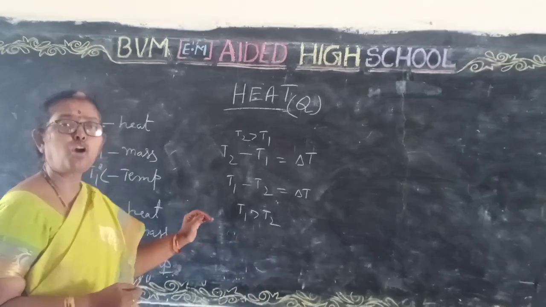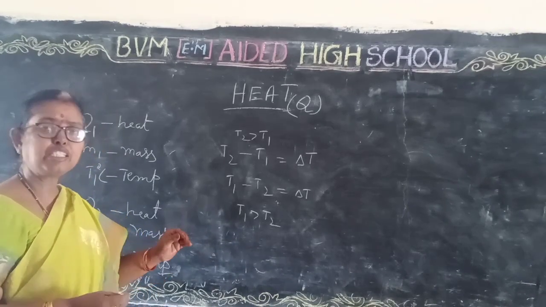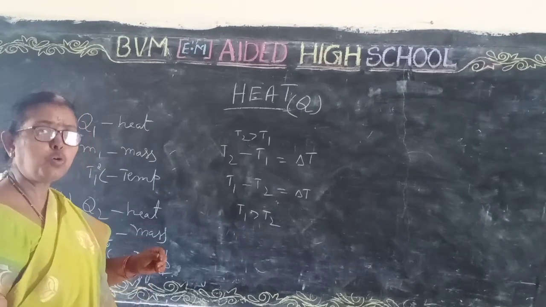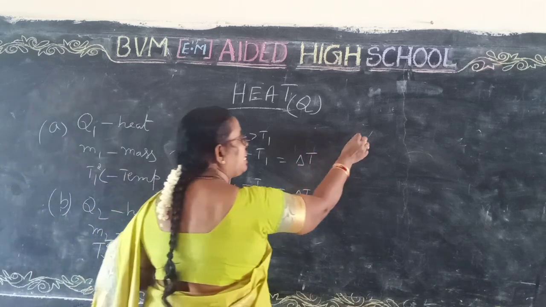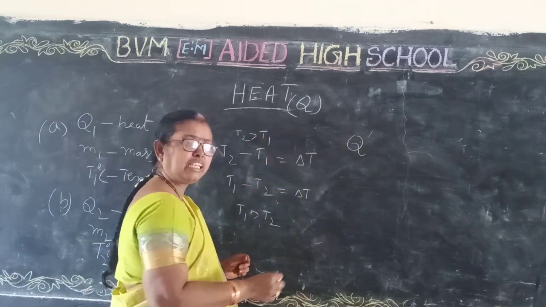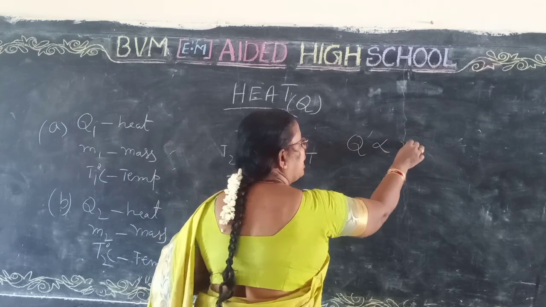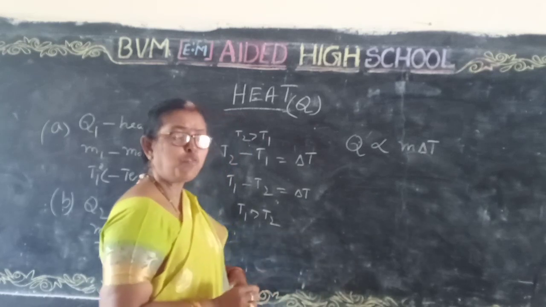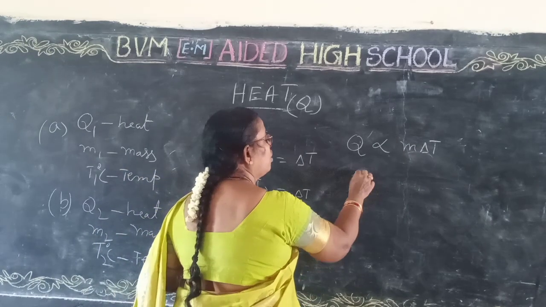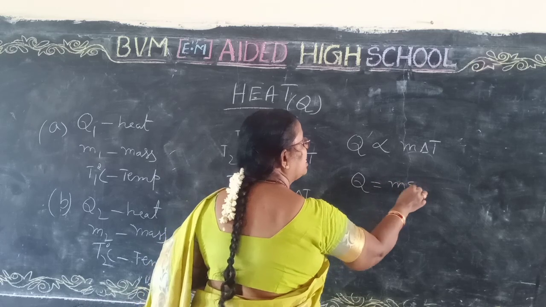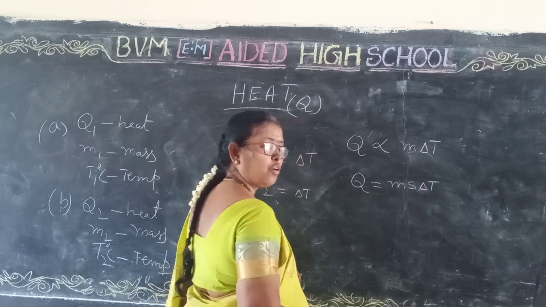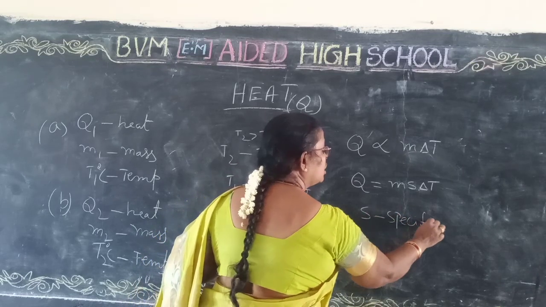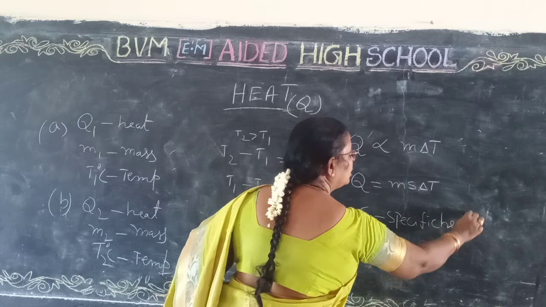All the substances do not receive the same energy. Different substances receive different energy. So for this you can say that Q, the heat energy received by any substance, is directly proportional to M delta T. When you remove this proportionality, we write Q = Ms delta T, where S is called the specific heat of the substance.